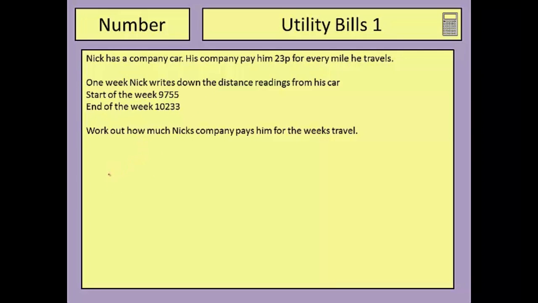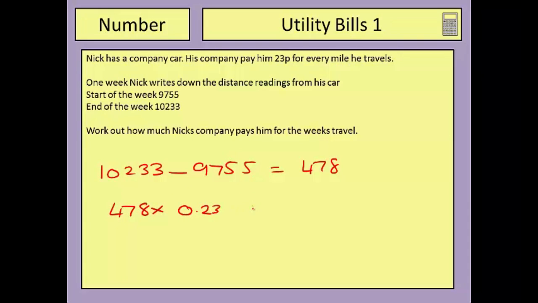So his end of the week total is 10,233 and his start of the week total was 9,755. If I take those two away from each other, I work out the difference, which is 478. That's the amount of miles he travelled in the week. And for each one of those miles, he gets 23 pence. So when I multiply these two together, I get a grand total of £109.94. That's how much the company will pay Nick for his travel during the week.